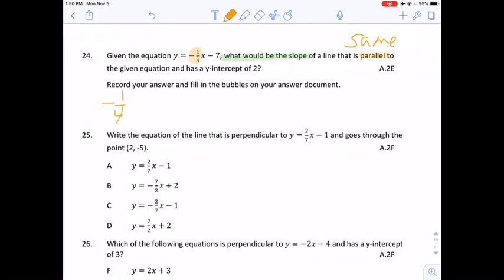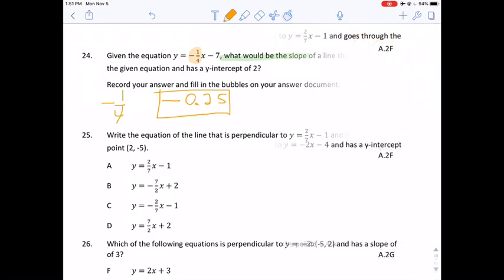But the thing here is that -1/4 is not griddable. When you put that into the calculator and convert -1/4 to a decimal, it's going to be -0.25. And this is the answer that you want to grid on your test.